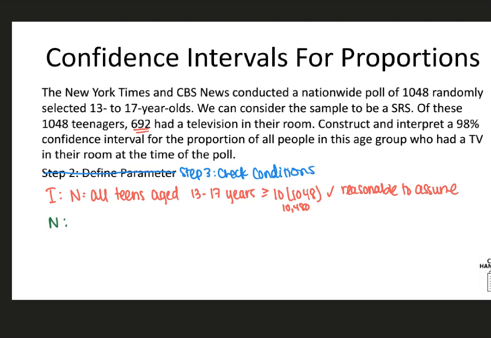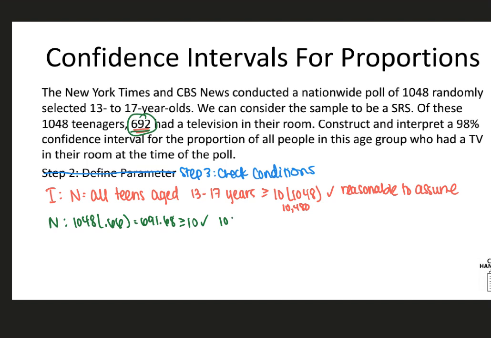The normal condition, we're going to do n times p hat, so 1048 times 0.66. That has to be greater than or equal to 10. So when we put that in our calculator, 1048 times 0.66, that should be the number of teenagers who had a television in their room. It's going to be off a little bit due to rounding, so we get 691.68, but we can see when we round, that's the 692. That's greater than or equal to 10, so that's good.